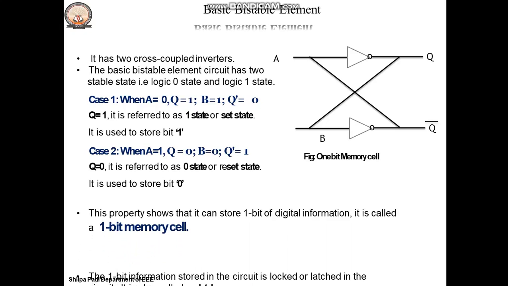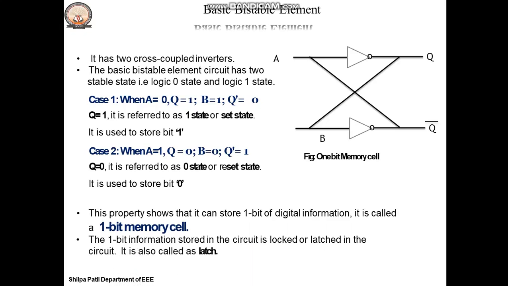Okay, and since that information in the circuit is latched, when I give A is equal to 0, your Q will be 1, that will again make Q bar 0, then again A is 0, right? It will keep feeding back, and unless you change the A input, that information will be locked in the circuit, right? That's why this circuit is called a latch. So this is a basic bistable element, which is the basic building block of all the latches and the flip-flops.